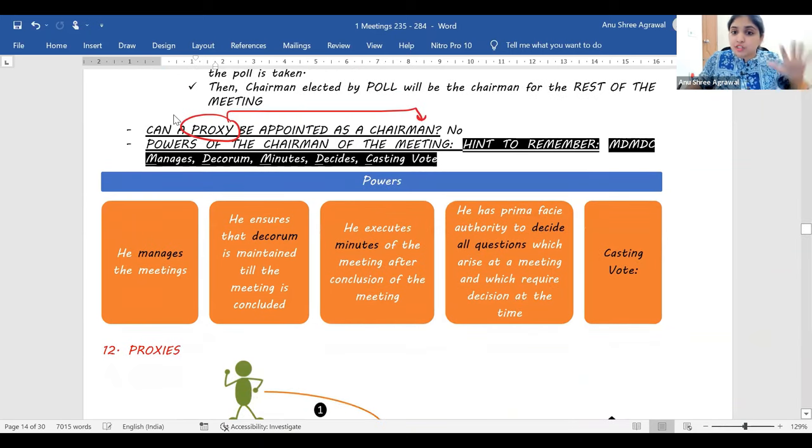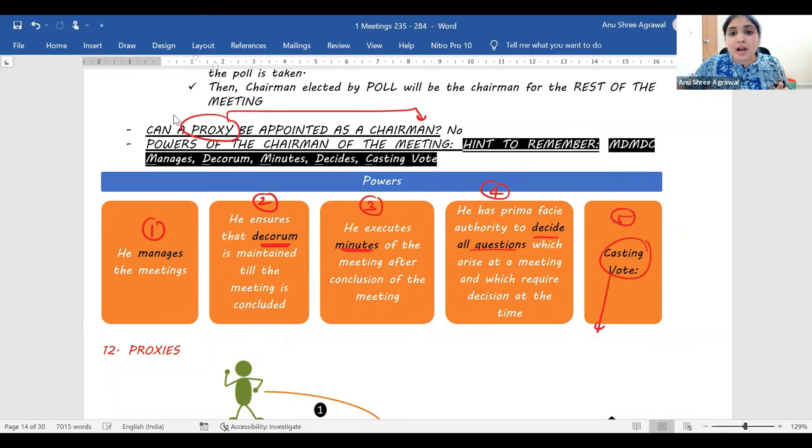What are the powers of the chairperson? 5 powers, okay? And how will you remember the 5 powers? MD, MDC. Number one, he manages the meeting. Number two, he maintains decorum in the meeting. Number three, he executes minutes, that is, he signs the minutes. Number four, he decides what matter will be taken up in the meeting and what matter will not be taken up. And number five, he has casting vote.